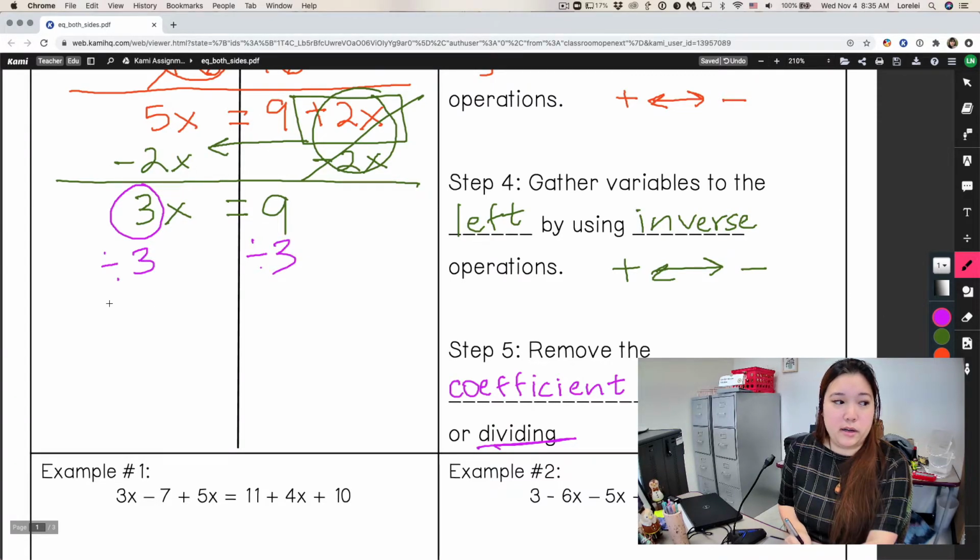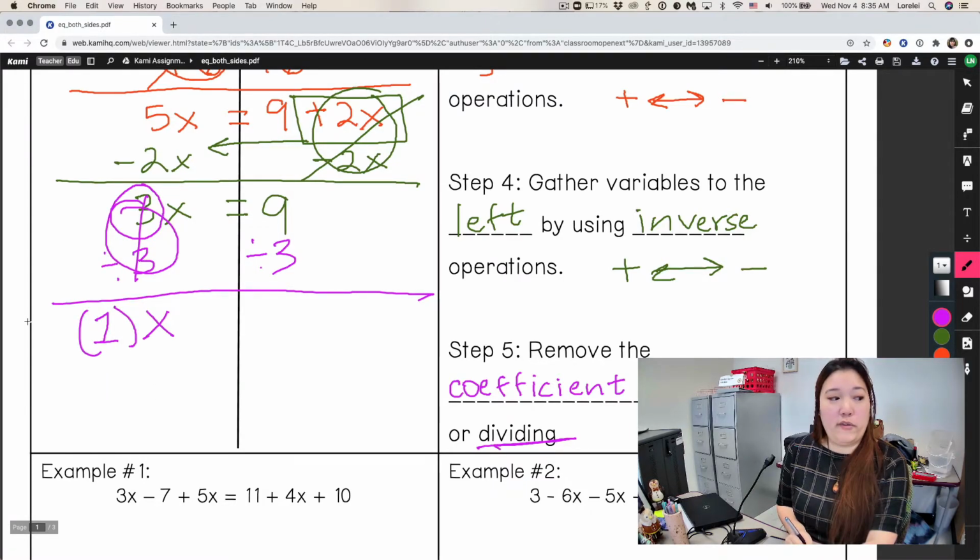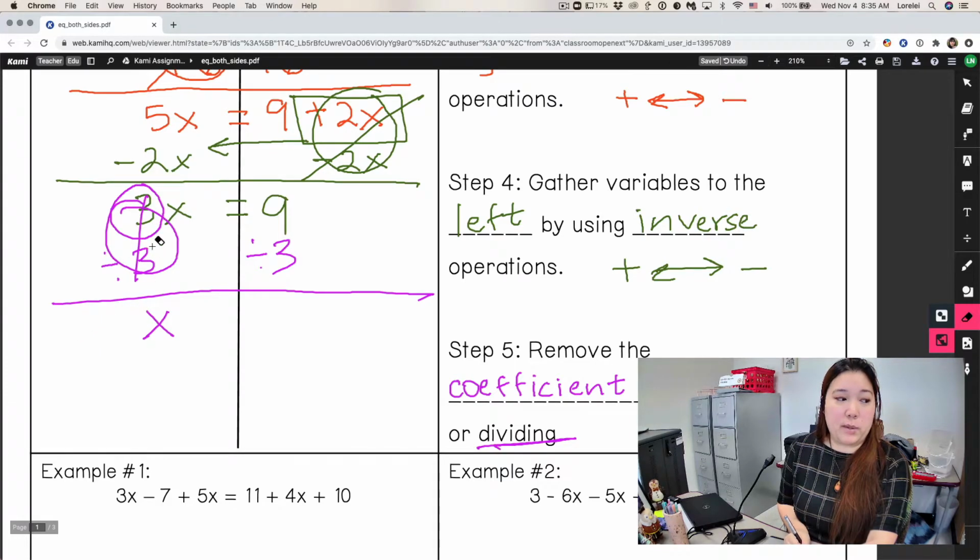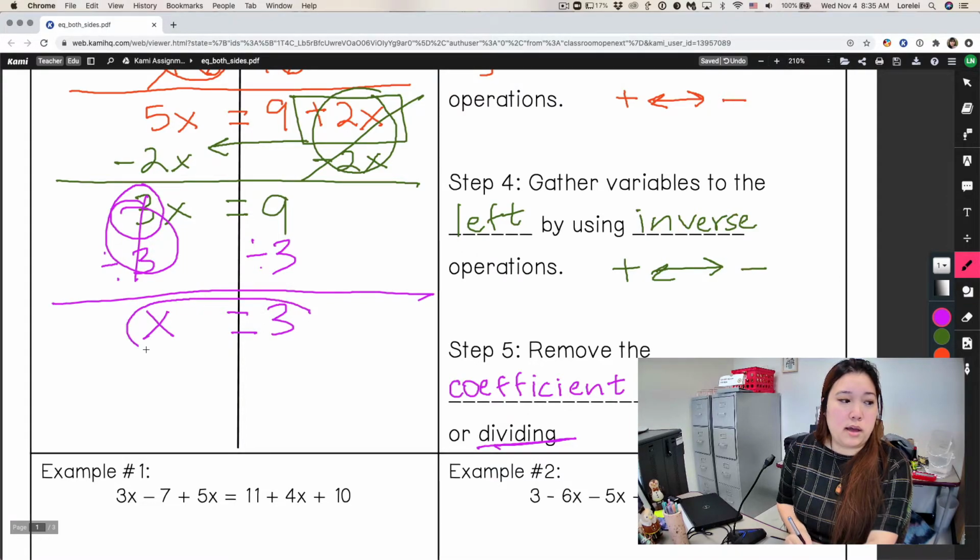And since we divided on the left, we have to also divide on the right. This turns into 1. That's why we have x by itself, because when you have a 1 as your coefficient, we don't write it. So dividing this by 3 turns this into just x by itself, because it's really a 1x. And then 9 divided by 3 is 3. So that gives us our answer.